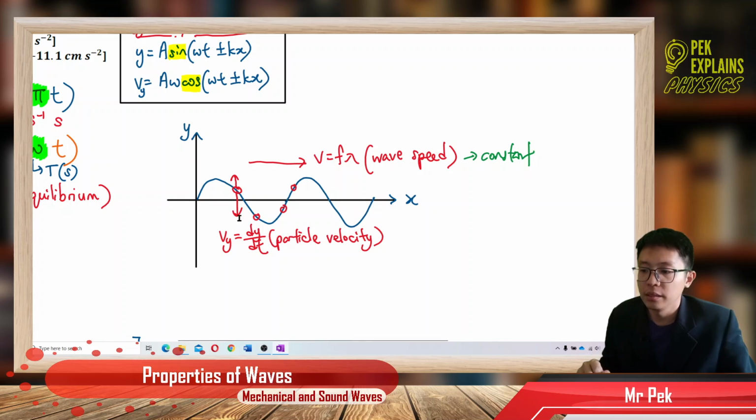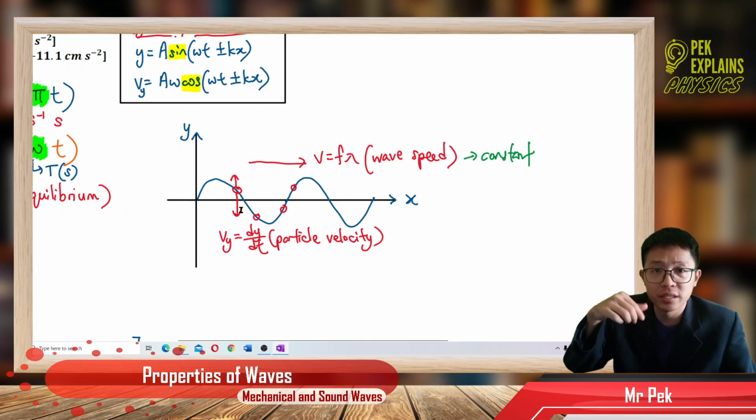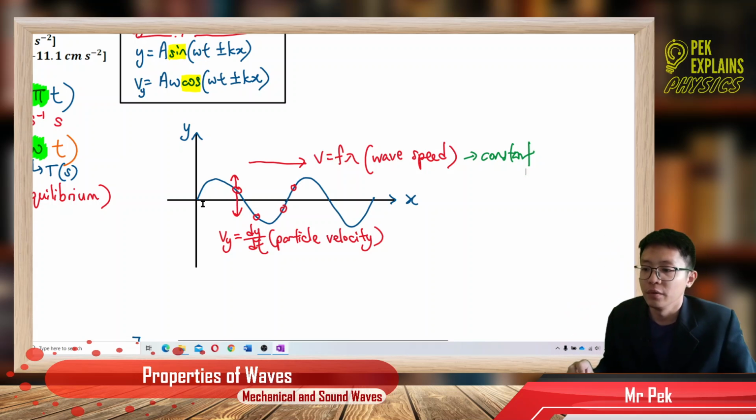Particle velocity is the vibrational velocity of each particle oscillating up and down, up and down. We know that the whole wave consists of many particles, all oscillating up and down, up and down.